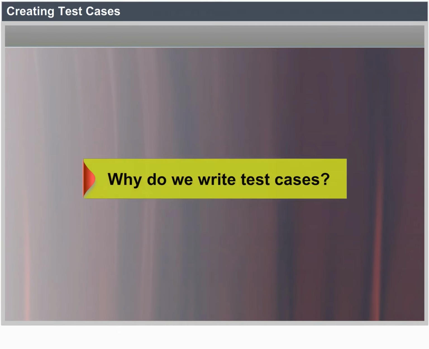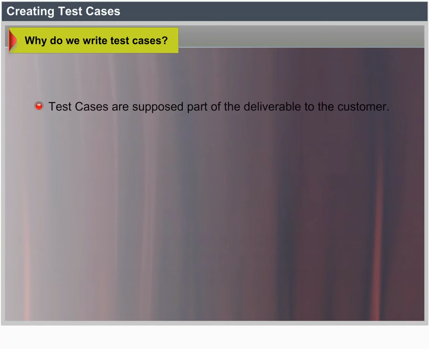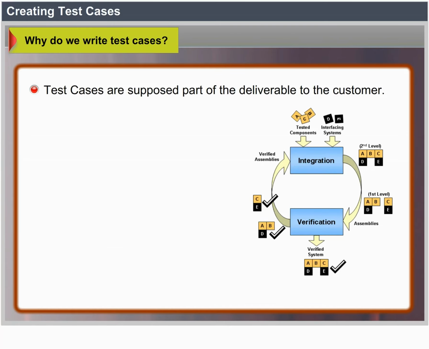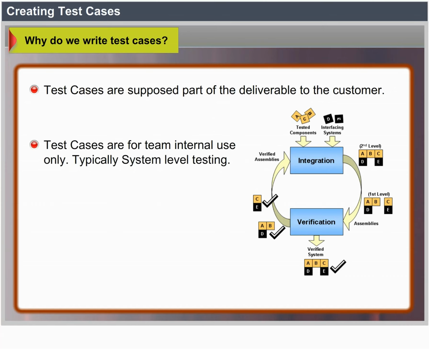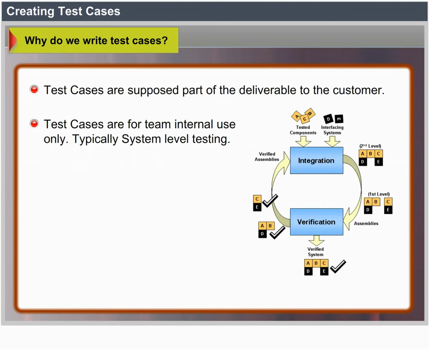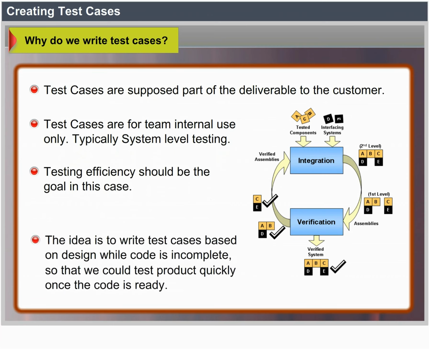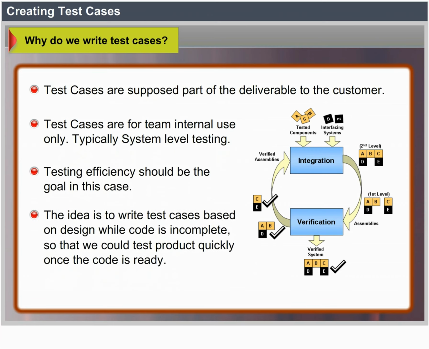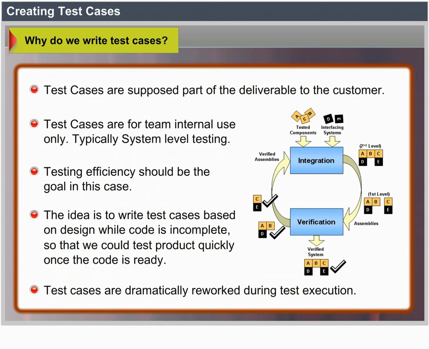Why do we write test cases? Test cases are supposed to be part of the deliverable to the customer. Test cases are for team internal use only, typically system-level testing. Testing efficiency should be the goal in this case. The idea is to write test cases based on design while code is incomplete so that we could test product quickly once the code is ready. Test cases are dramatically reworked during test execution.